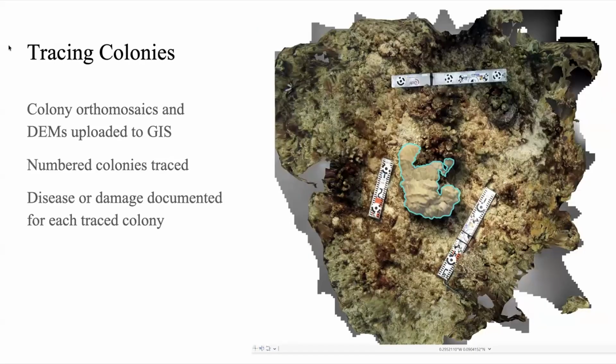And then for the colonies themselves, we would upload them into ArcGIS and then go through and hand trace the colonies we were interested in. And then within ArcGIS, we would also be noting if there was any disease that was present, if there were multiple diseases or damage present, and how much of the coral colony that was actually taking up. And then from these individual colonies being traced, we can extract the shapefile, and because it's coming from the orthomosaic and DEM, we can actually extract a lot of data from that shapefile in terms of 3D metrics.